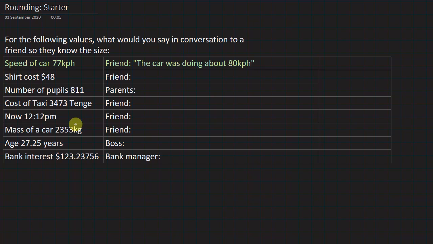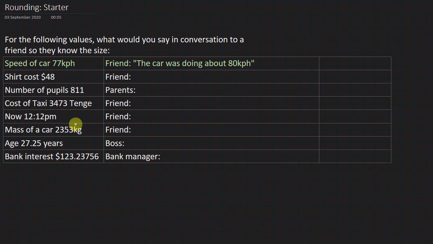If you were telling a boss your age is 27.25 years, and you put that on your CV, they're going to probably say, yes, we're not employing this person. It's overly precise. Most people would say that at that point their age is 27.